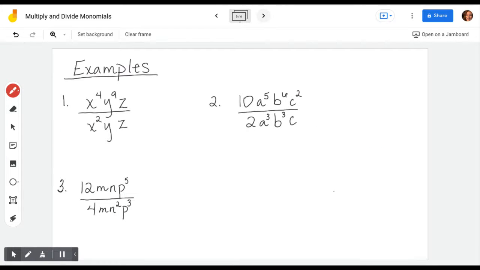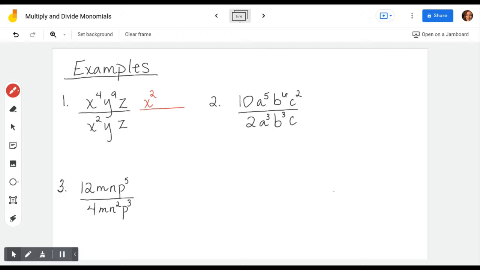So here's what I do. I rewrite my fraction bar. And if I end up not needing it later, that's fine. We can just rewrite our answer without it. I look at each individual part. On my x's, I have 4 on top and 2 on bottom. So I ask myself, do I have more on top or bottom? And then how many more? I have 2 more x's on top.